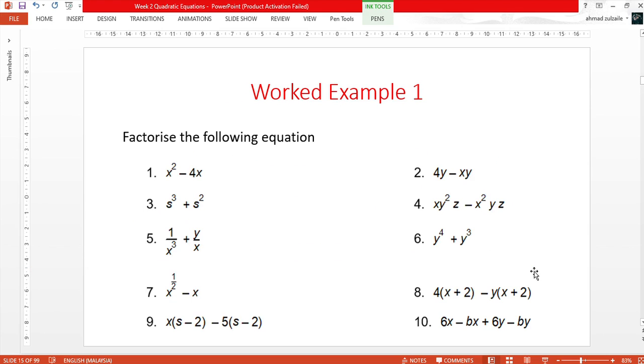Okay, so you can try the rest of the equations from worked example number 1, so that you will understand what is meant by the common factor and factorizing by group.